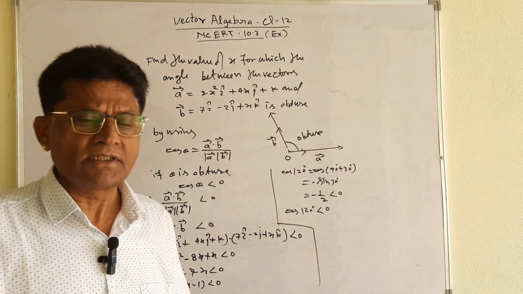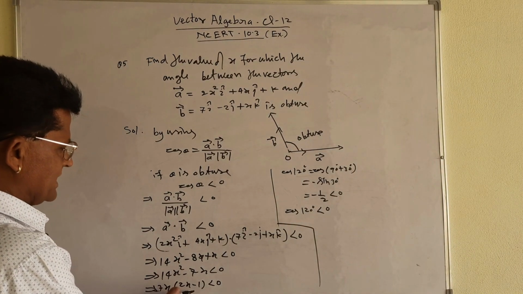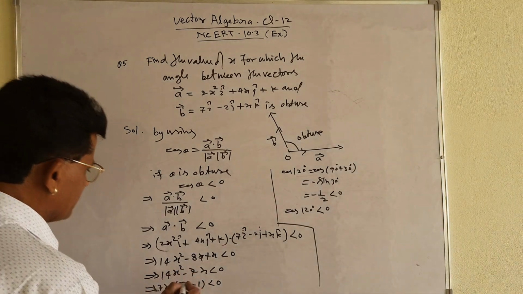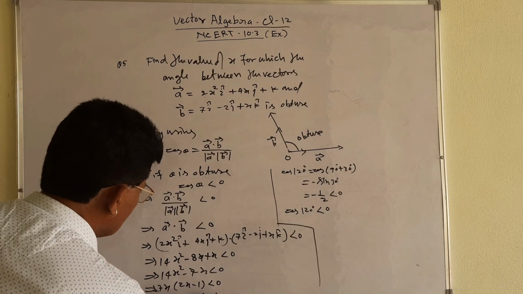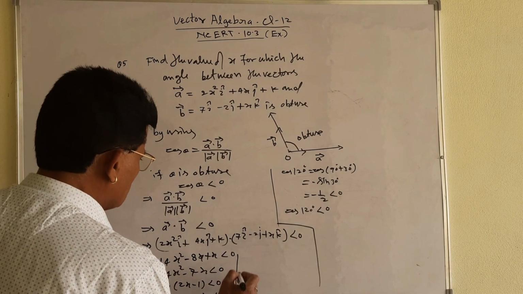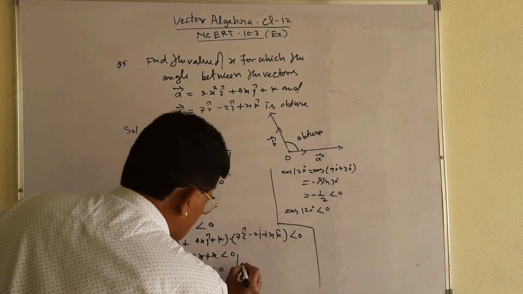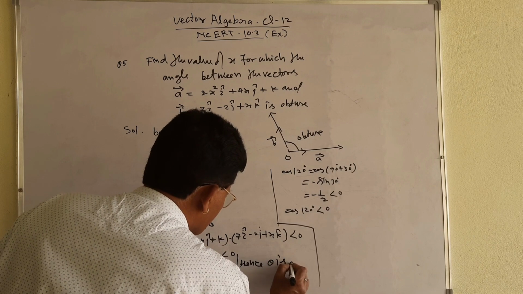You got the factorization, so there will be two values of x. One will be 0 and the other will be 1 by 2. That is why for its interval you will take x greater than 0 and less than 1 by 2. This you must write and keep its value in mind. Therefore, hence I will write theta is obtuse.